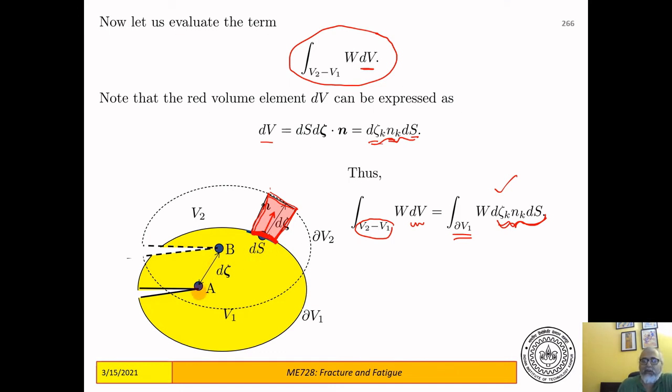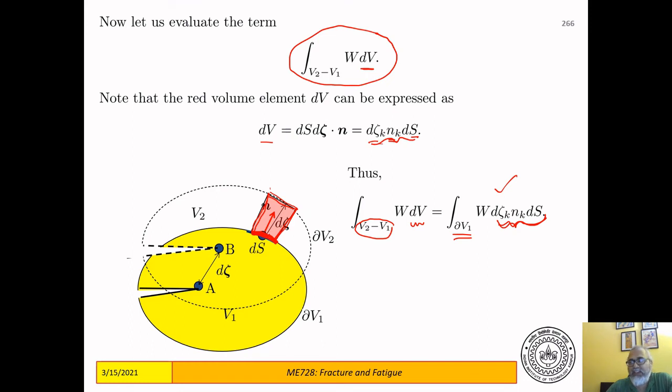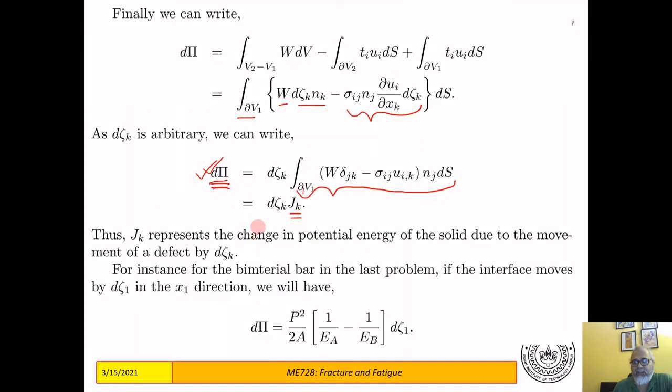So any self-similar defect, it doesn't have to be a crack tip. If any self-similar defect moves in this manner by a quantity d zeta, so that the region of high stress around this defect moves like a rigid body with it, then this expression will be true. This is called a configurational force because it is the energy change due to a change in configuration of a defect. So this defect moves from here to here, and to do that, this is the energy change that occurs. So this is the explanation of this quantity Jk. This quantity Jk times the motion of the crack tip gives you the total energy change that occurs.